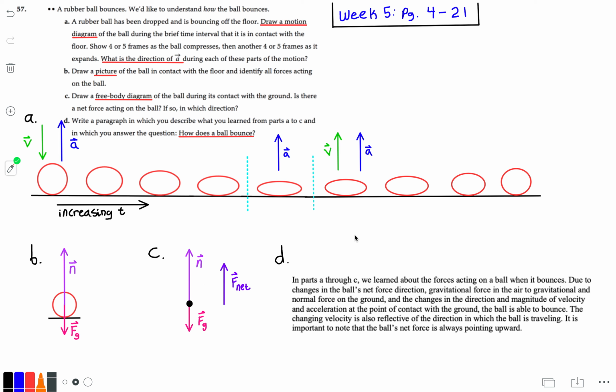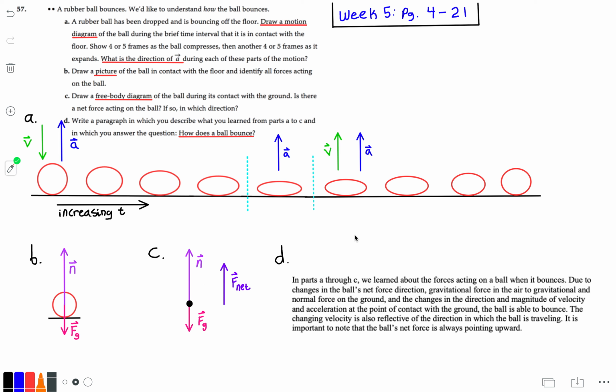I think it would be wise for anyone who's having any difficulty with this problem to look back at our Week 5 lecture notes, specifically pages 4 through 21. I think they do a good job at depicting a lot of the concepts that are in this problem. All right, let's get into it.